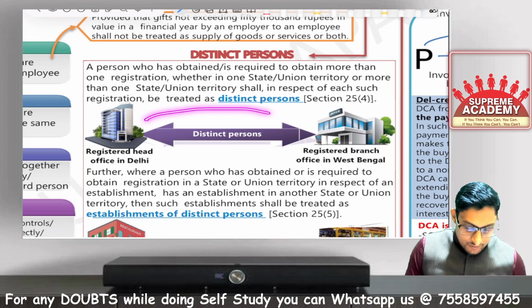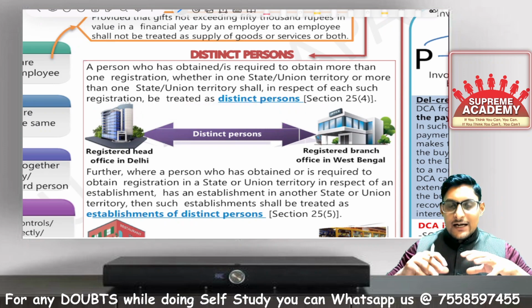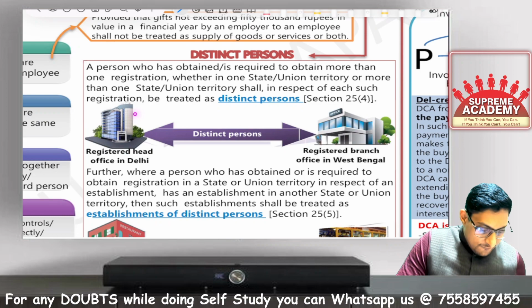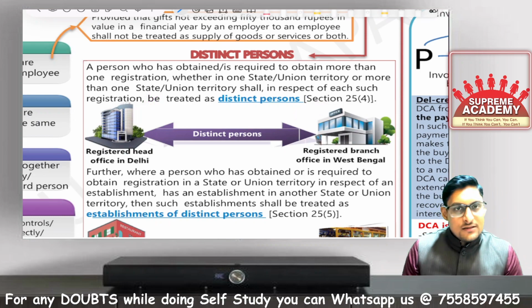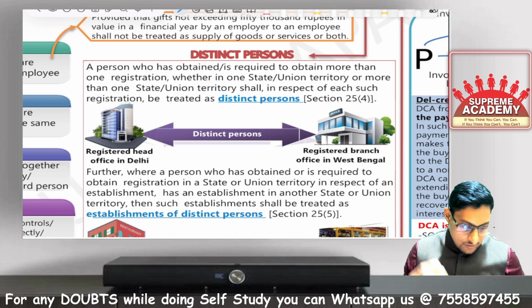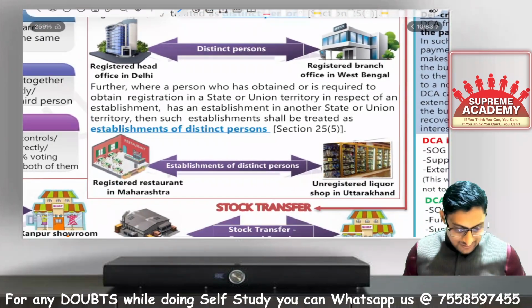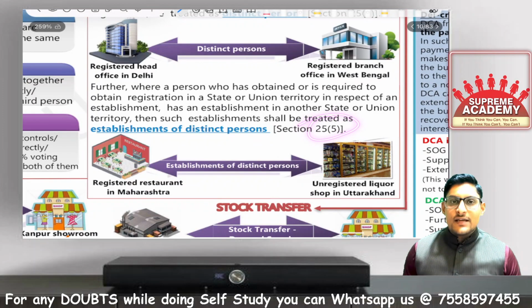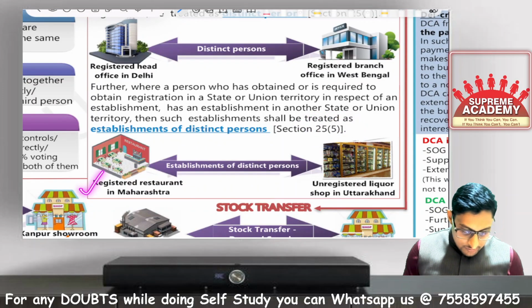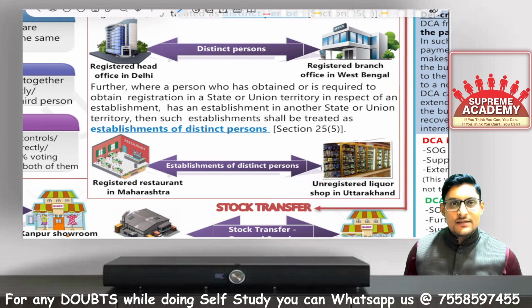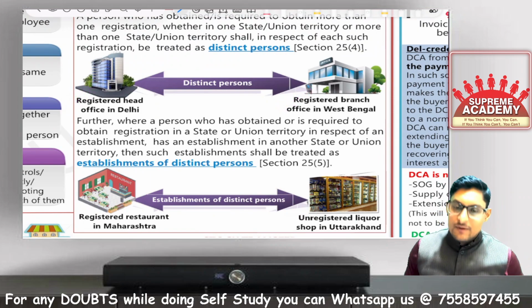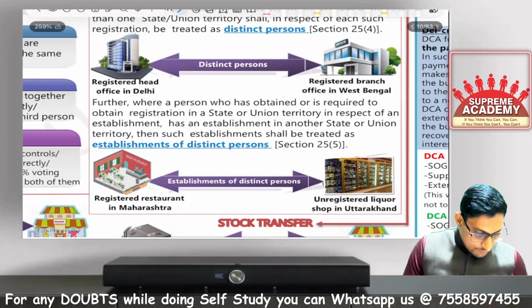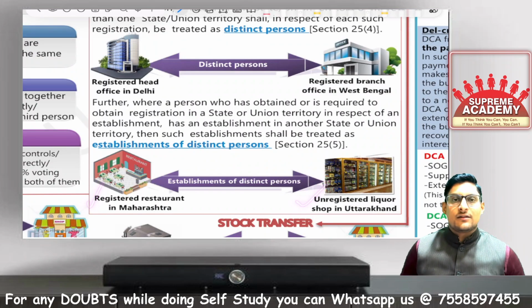Anything supplied from here to here will be assumed as two different persons making a supply, and the transaction will be considered a supply, if it is in the course or furtherance of business. Now another thing, 25(5): say one establishment is registered and one is not registered. In the above example, both the units were registered, but here one is registered and one is unregistered.